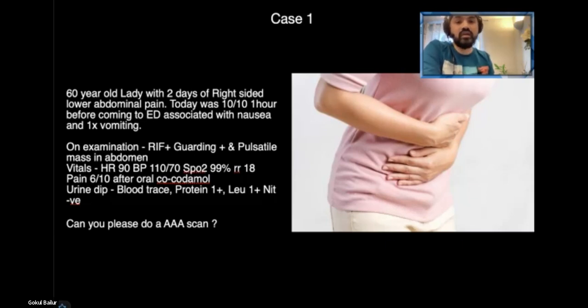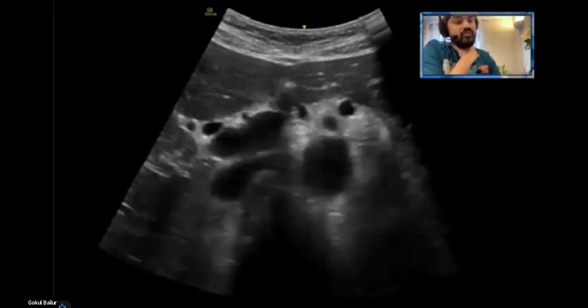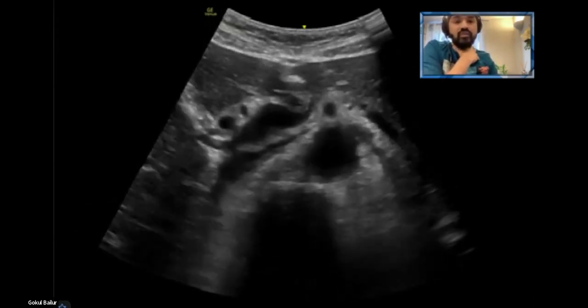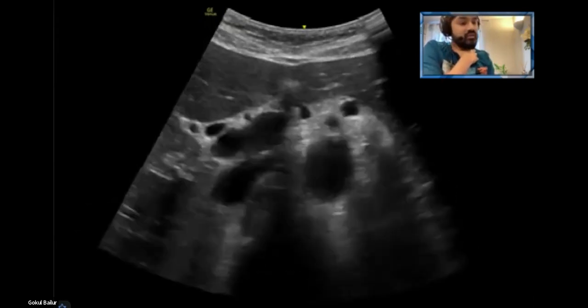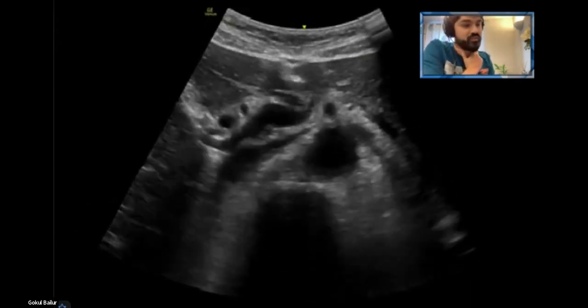So at this point the pain is slightly better, but she still has pain, and there's a wide differential. Is it appendicitis? Is it pyelonephritis? Is it a calculus? Is it an AAA? Don't want to miss an AAA. So they asked me if I could do a quick AAA scan, and that's what we did. This is the first image. I'm looking at the aorta. Does anybody want to comment on the aorta? Anything abnormal or normal?